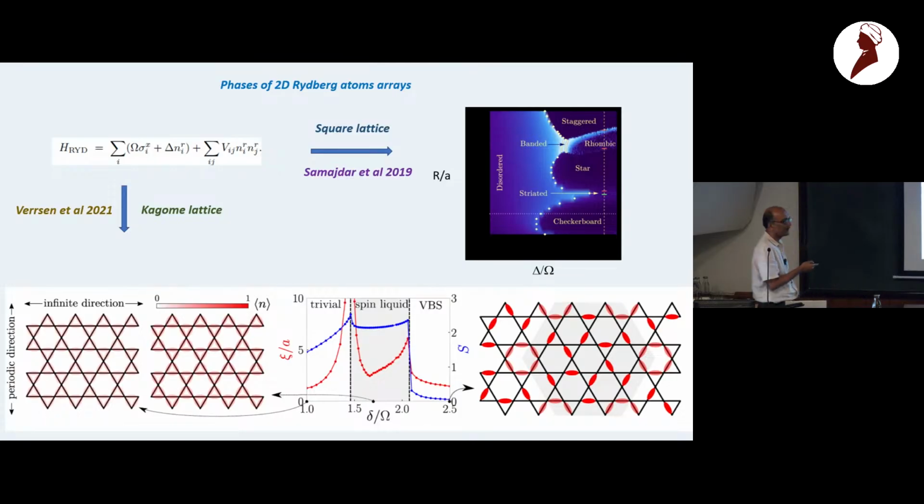The interesting thing comes when you look into this not in a 1D Rydberg system, but people have created these 2D Rydberg atoms. And on a square lattice, it turns out that this can give rise to various symmetry broken patterns. This is from Subir's work in 2019. You can have a staggered phase, you can have a checkerboard phase, and others.